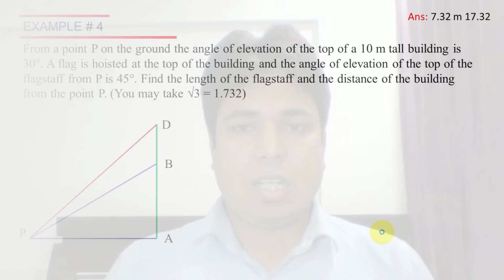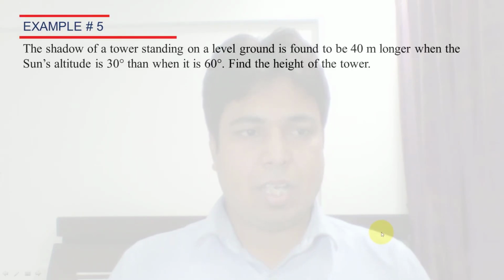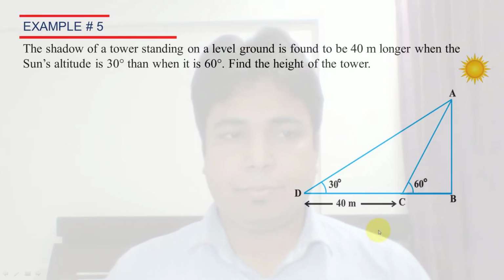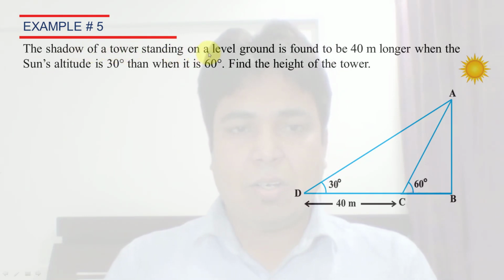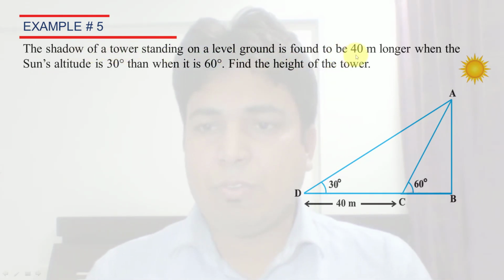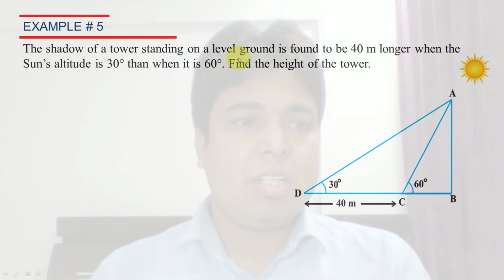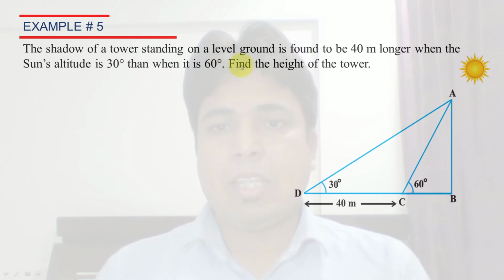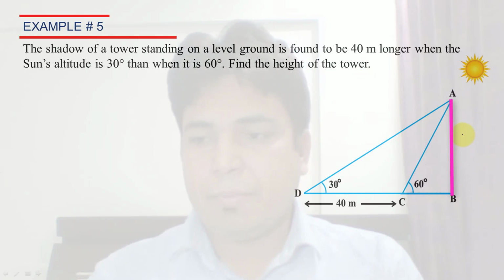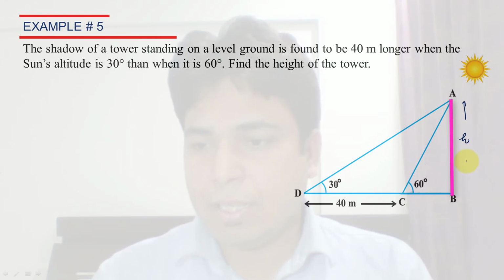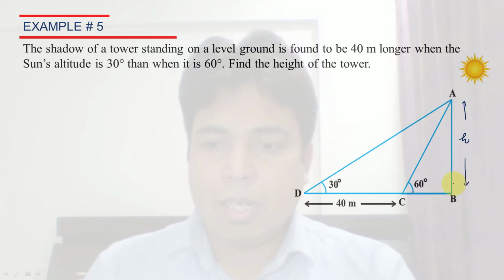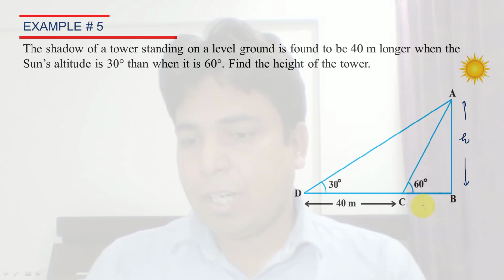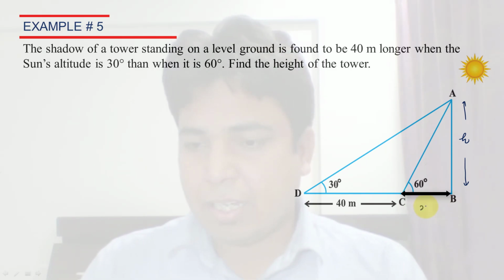Now let's move on to another example. Here we have example number 5. The shadow of a tower standing on a level ground is found to be 40 meters longer when the sun's altitude is 30 degree than when it is 60 degree. Find the height of the tower. AB is the height of the tower. Let's say this is equal to h. This length is equal to h. And we also need to find BC as well. So BC, let's say x.